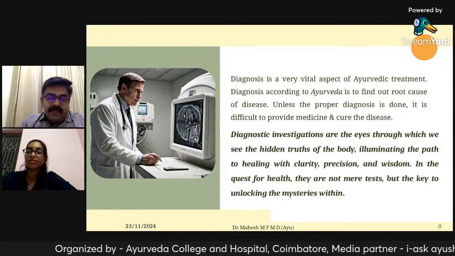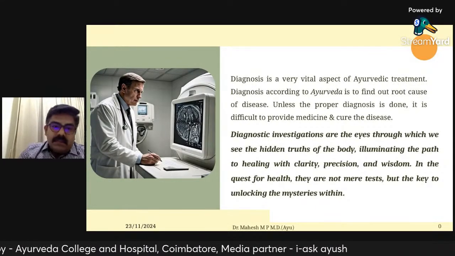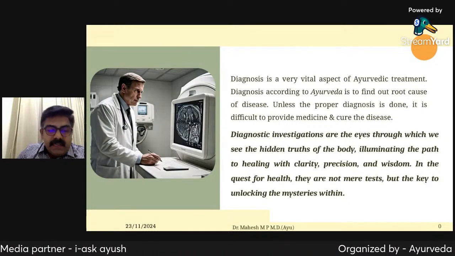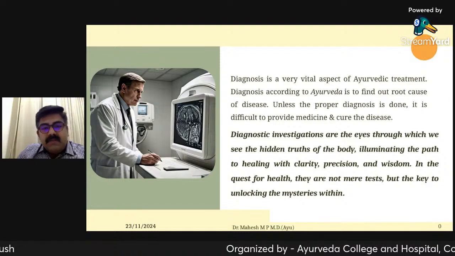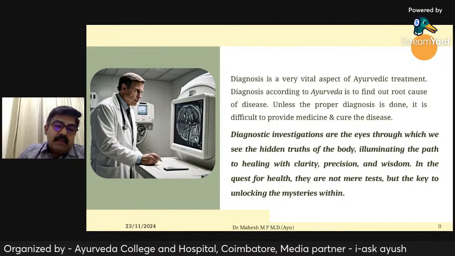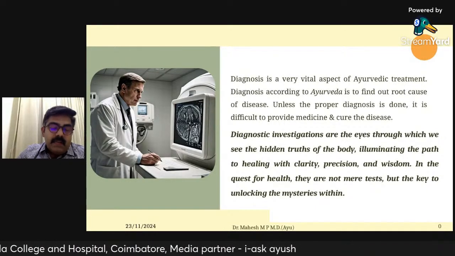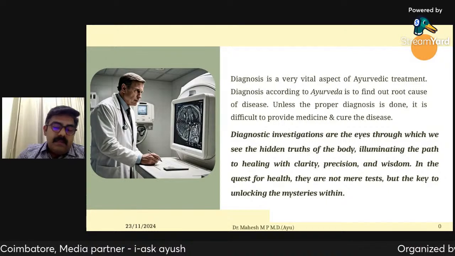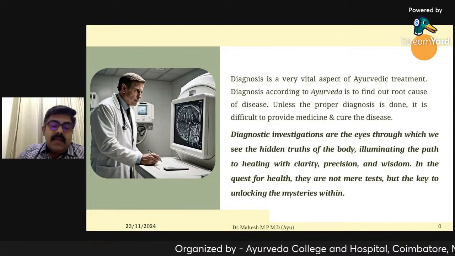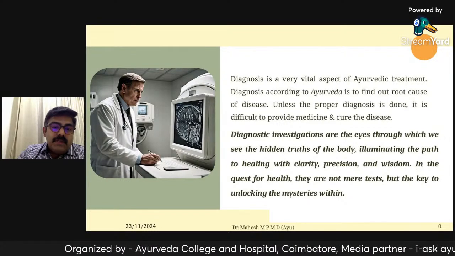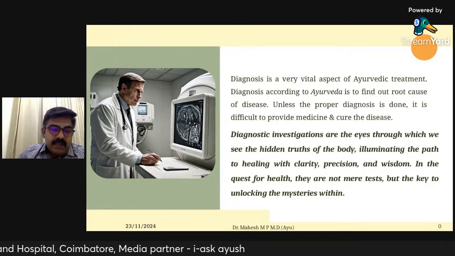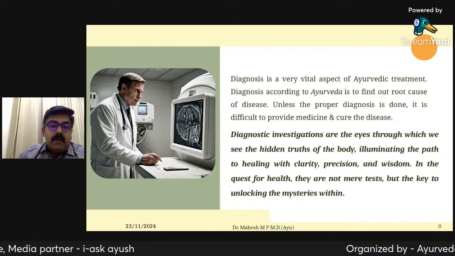Coming to the topic, diagnosis is a very essential aspect of Ayurvedic treatment or any system of medicine. Diagnosis, according to Ayurveda, is to find the root cause of the disease, and 'Rogamadau Parikshet Tadanantaram Aushadham' has been told. First, we have to find out the exact reason the disease is being affected with, and what is behind it. That has to be very clear. Then only can we start the treatment. Otherwise, it will be very difficult to provide medicine without knowing the exact pathology or cause behind it.